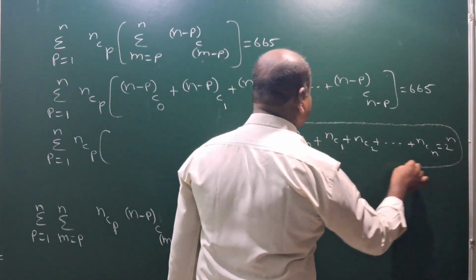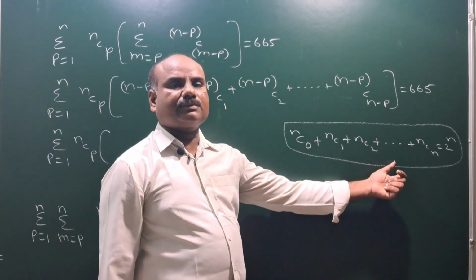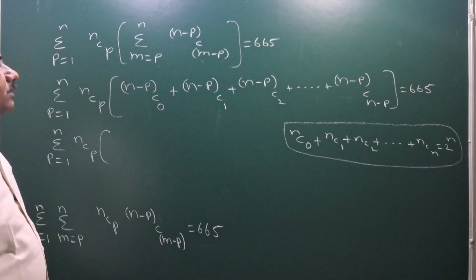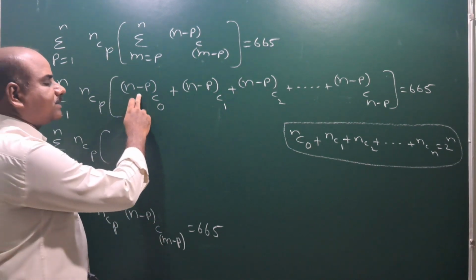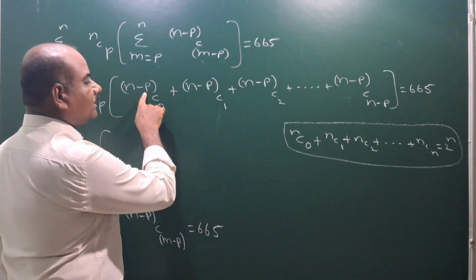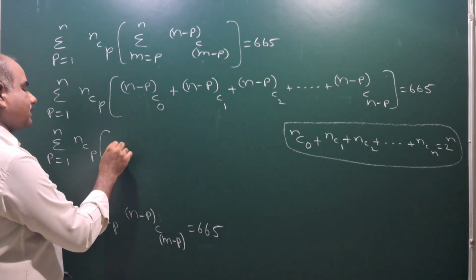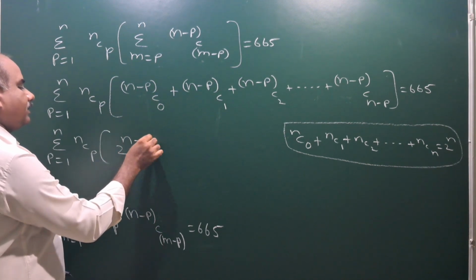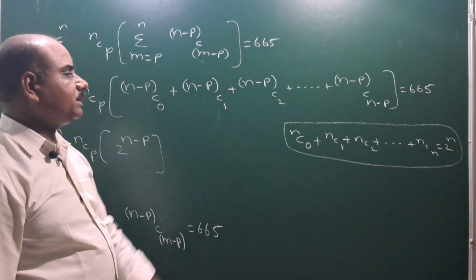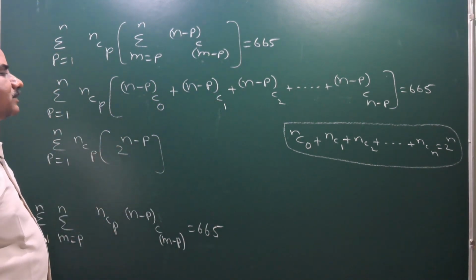NC0 plus NC1 plus NC2 and so on, NCN, that means the sum of all binomial coefficients, is equal to 2 power n. Here, n minus p is there in place of n. By comparing these two expansions, n minus p is in place of n. So this can be expressed as 2 power n minus p. That is the only difference.